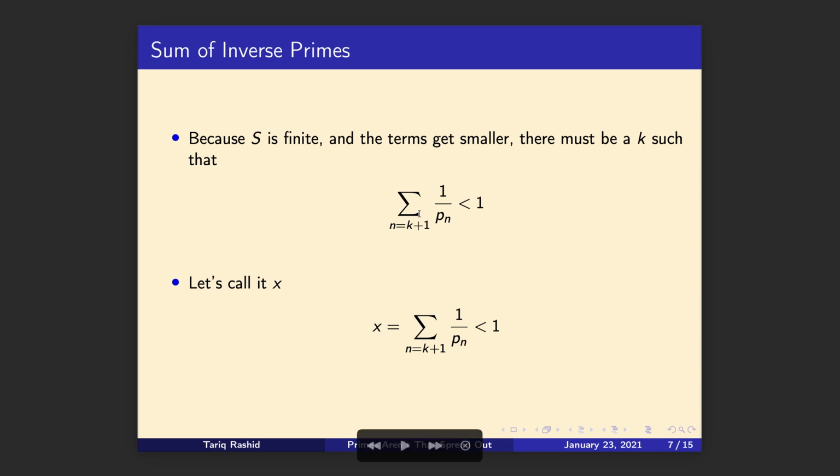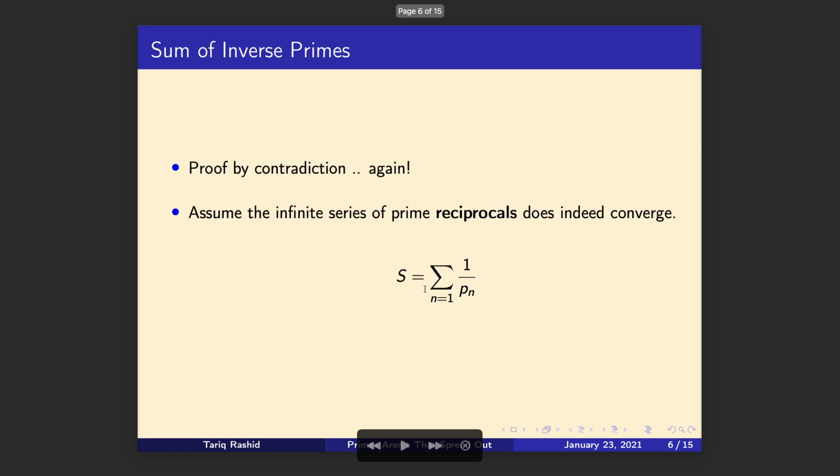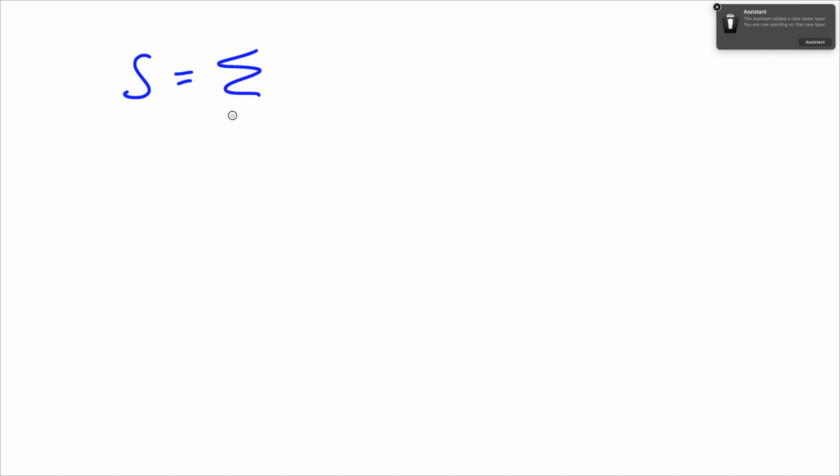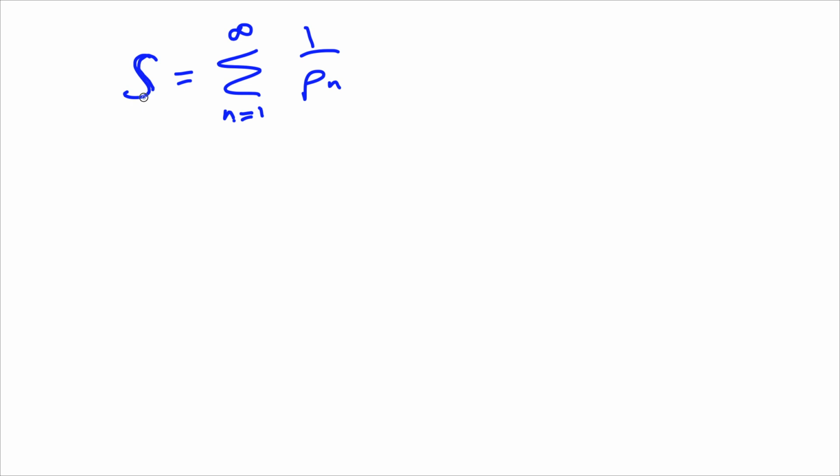So because it's finite and the terms progressively get smaller, there must be a starting point for that sum. So not starting from 1 here, the first prime, but starting from the k plus 1th prime. There must be a k where the sum is less than 1. Now that isn't always intuitive to understand, so I'll draw a picture. So what we've said is S equals the sum of all the primes from 1 to infinity of 1 over Pn, that's the nth prime. If that's a finite value, I can draw a picture of it.